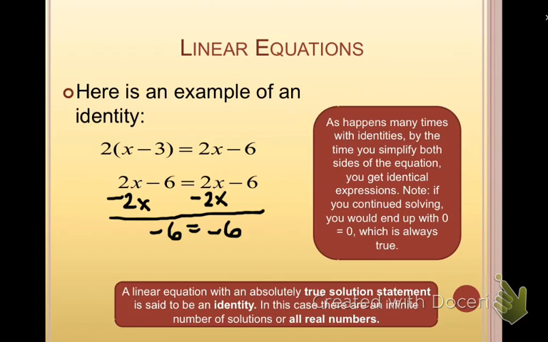I still might be tempted to go even further. I could add 6 to both sides. At that point, I would get 0 equals 0. Regardless of whether you see the fact that you have an identity here, there, or even here, the result is the same. I have an identity, and there are an infinite number of solutions to this equation.